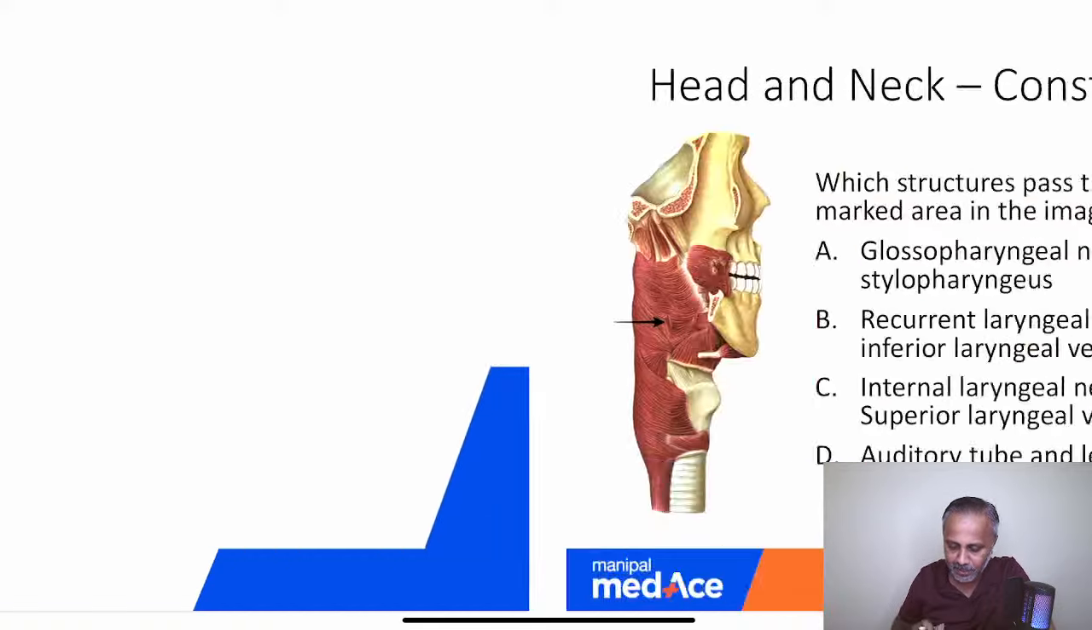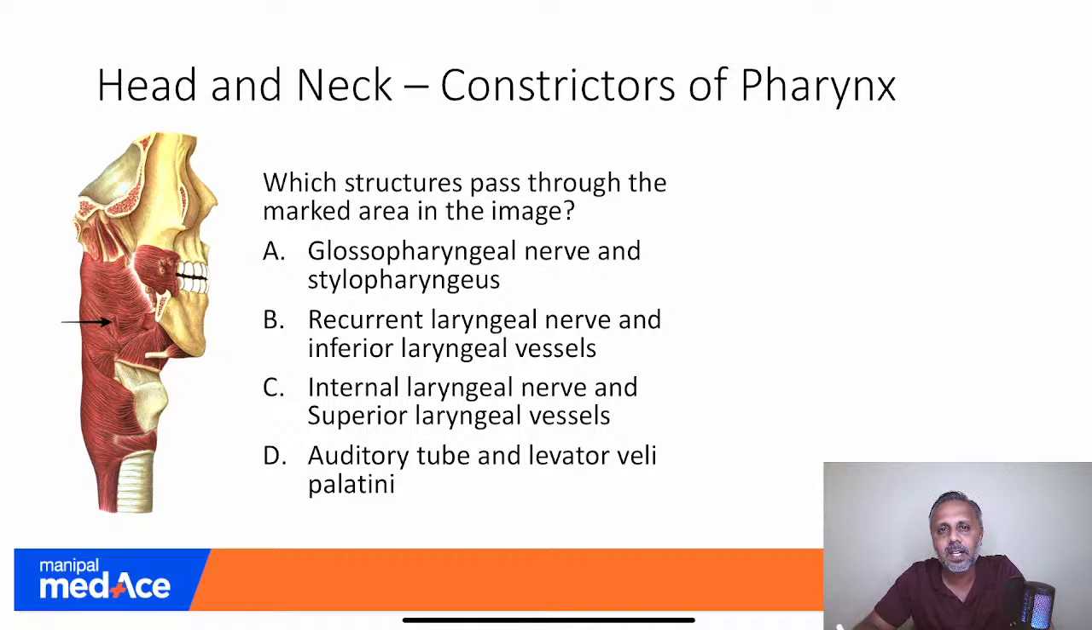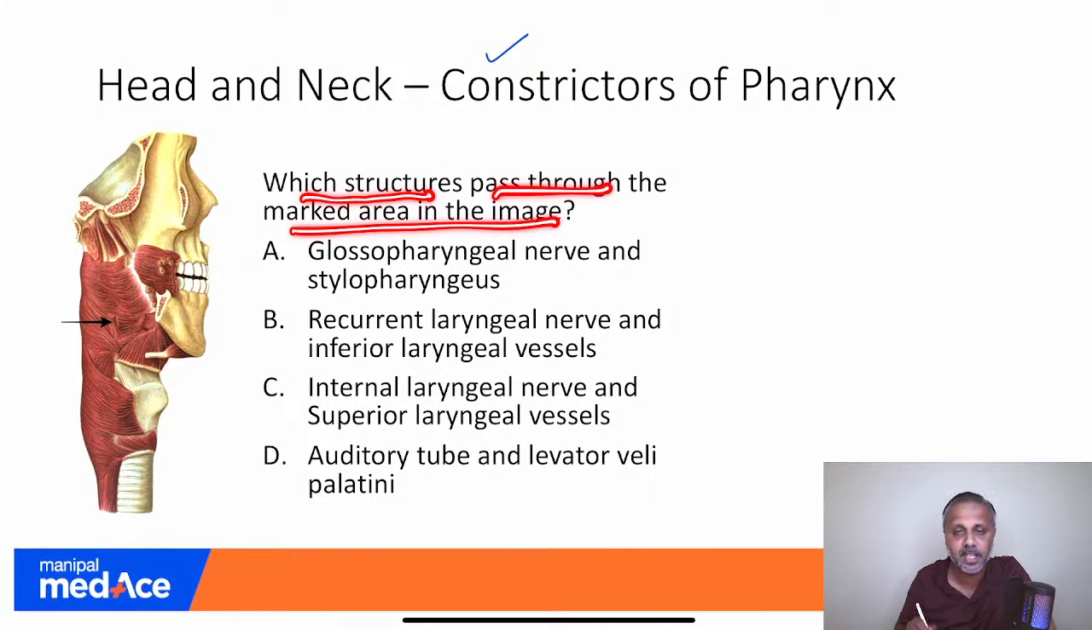Now let's begin with the first question. Most of the questions in this session were from the head and neck region, and a couple from the neuroanatomy section. First, let's discuss all the questions asked from head and neck. The first question was from the constrictors of the pharynx. It was an image-based question: which structures pass through the marked area in the image?